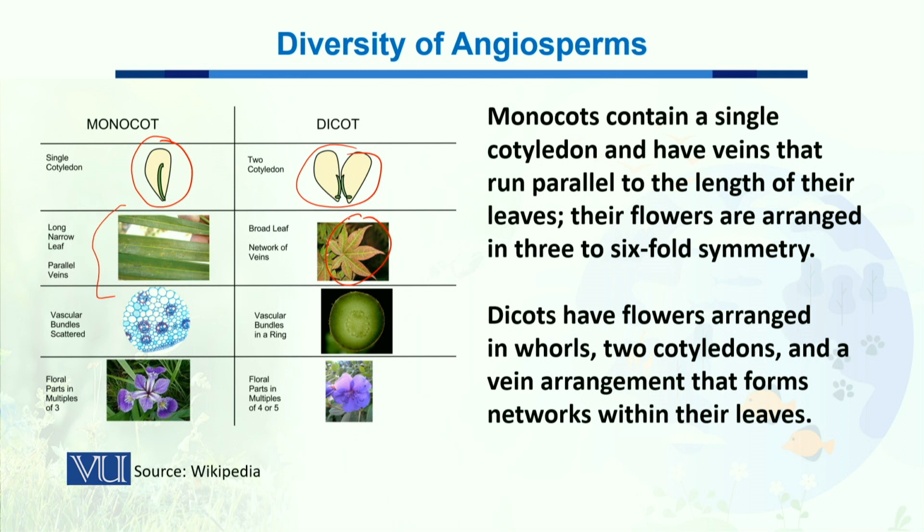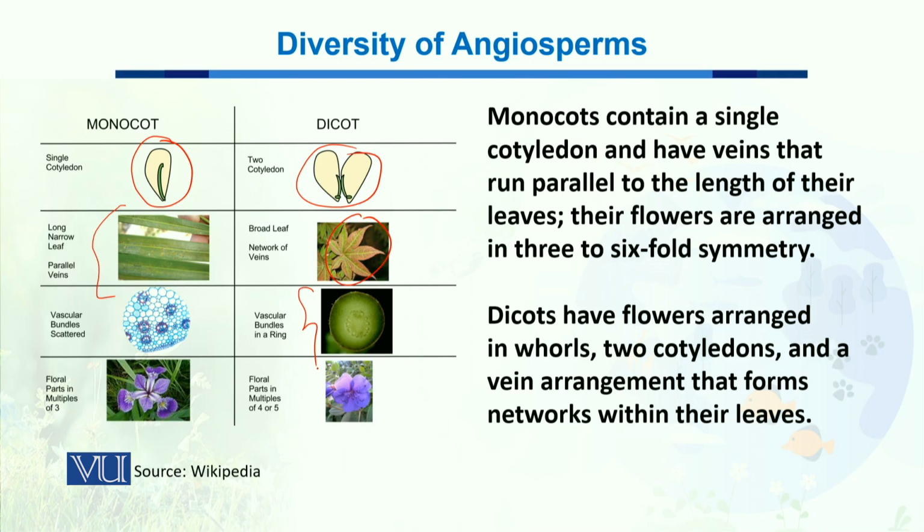Then when we talk about the vascular tissues, these dicots have vascular bundles. They are arranged in a beautiful ring, while in monocots, these vascular bundles are scattered throughout their stem.